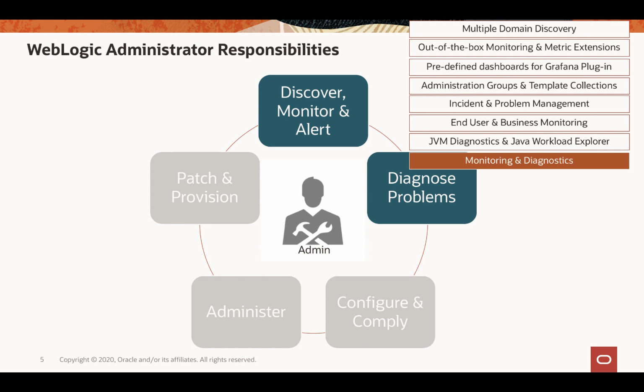From Enterprise Manager 13.4 Release Update 3, Grafana plugin is available. So we have a set of predefined dashboards for WebLogic Server for the out-of-the-box use, which we will see later in this recording. And in regards to the end-user monitoring, we have real user experience insight. In case of performance problem, you can use JVM Diagnostics feature that allows you to narrow down to a thread, method, or a SQL that is running underneath, which may be causing the problem in your application.